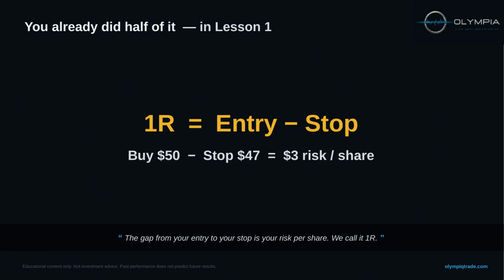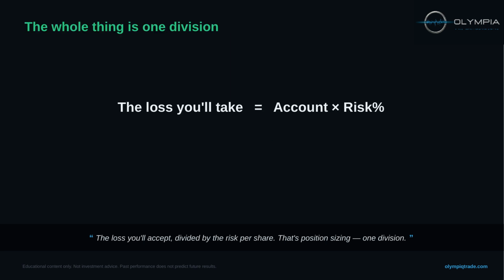For example, buy at 50, stop at 47. That's $3 risk per share. 1R equals $3. Now here's the whole formula, and it's pretty simple. The loss you're willing to take equals the account times your risk in percentage. And remember, percentage is a decimal.